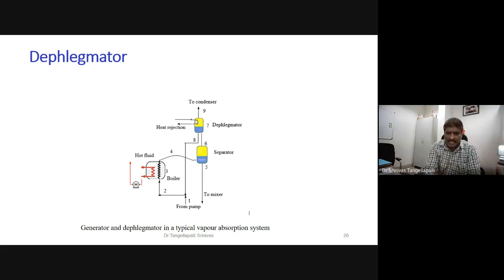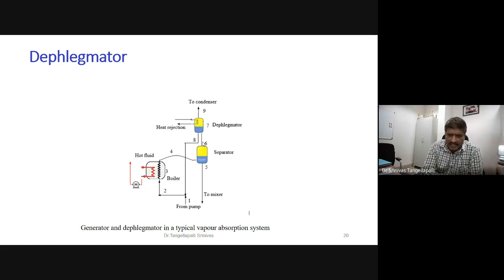Water vapor is condensing, so what is your resultant fluid at 9? The condensate you may see as the blue color in the dephlegmator. The yellow color again: what are you expecting compared to 6? Are you expecting an increase in the concentration or not? Because you are removing the water, obviously the concentration will increase. It's a more ammonia-rich vapor.